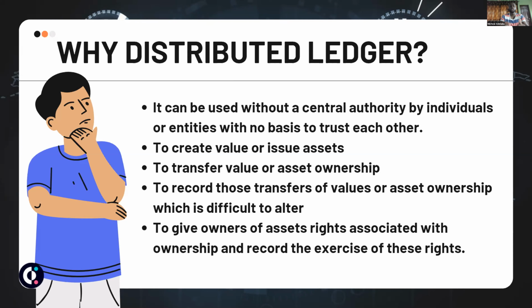Now, to speed things up because of time, to give owners of assets rights associated with ownership and record the exercise of these rights, simply meaning each asset or each transaction will be recorded where everybody can see the transaction. A person can go into the chain and see that A made a transaction with B: the value, the amount being transacted, and the time it was transacted. Now, let's move on to the next one.